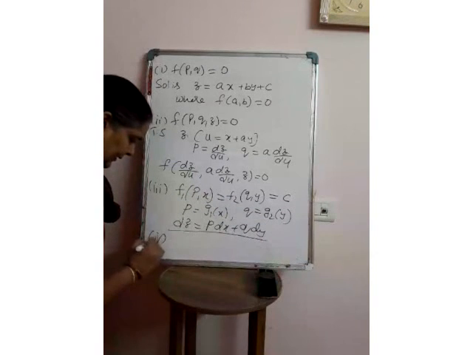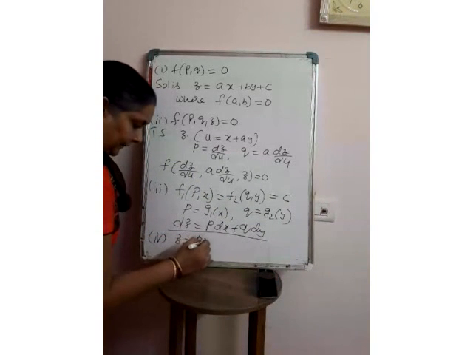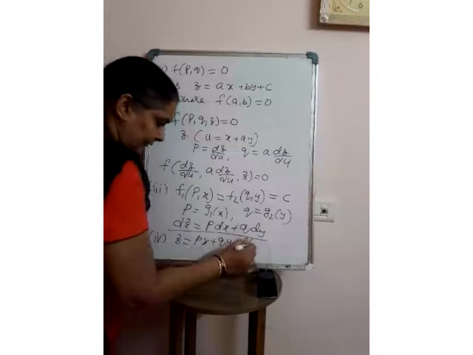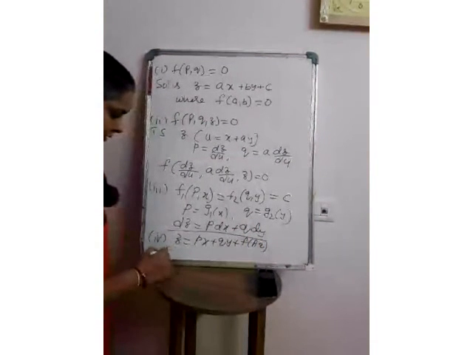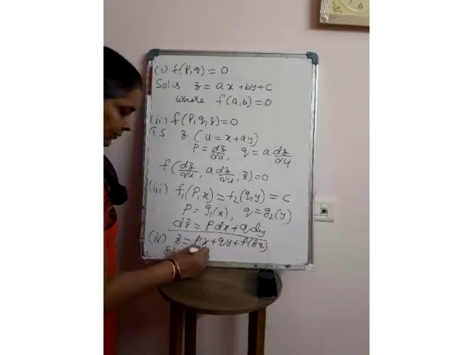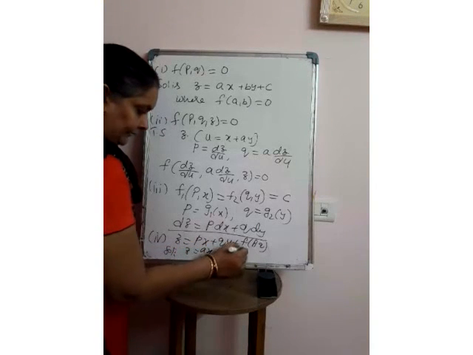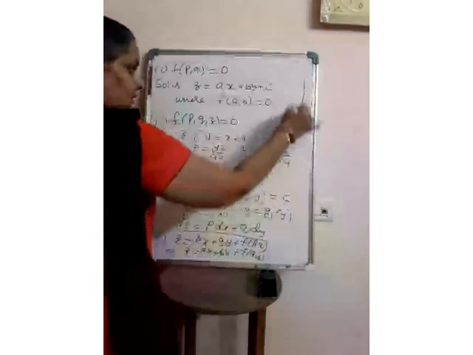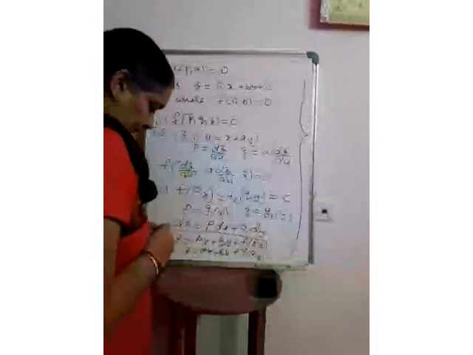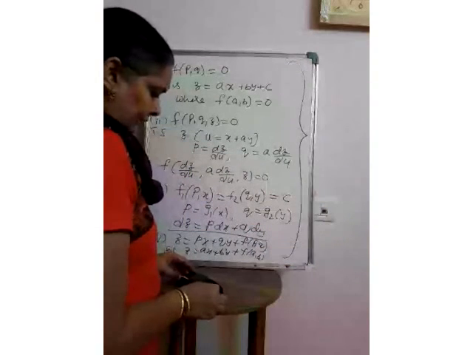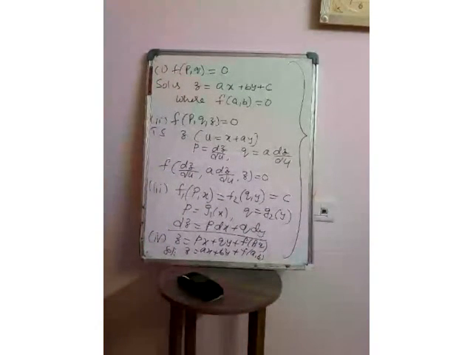The fourth type of equation is if the equation is in the form of z is equal to px plus qy plus f of pq. Then the solution is directly z is equal to ax plus by plus f of ab. So these are the four methods we have taken to solve a non-linear first order partial differential equation. If a problem is given in the exam, just see into which category it falls according to this rule, and apply the corresponding method to solve that problem. So these are the four cases we have seen in non-linear partial differential equations of first order.